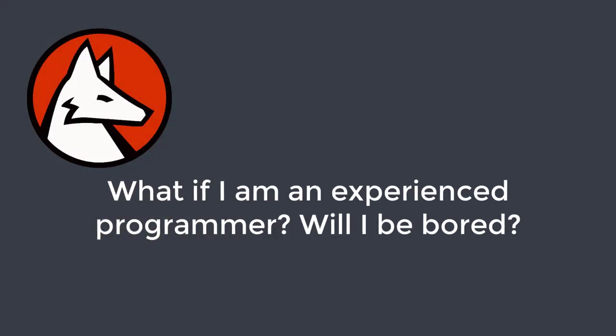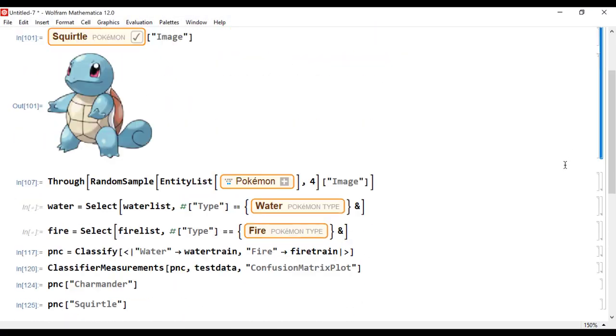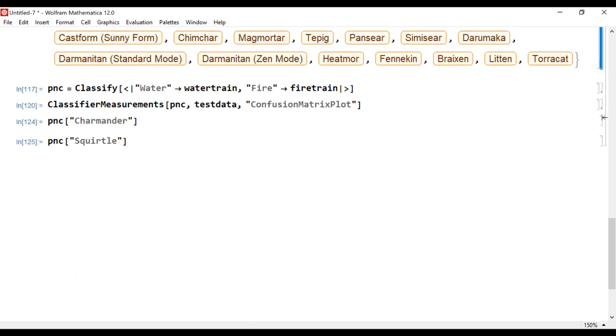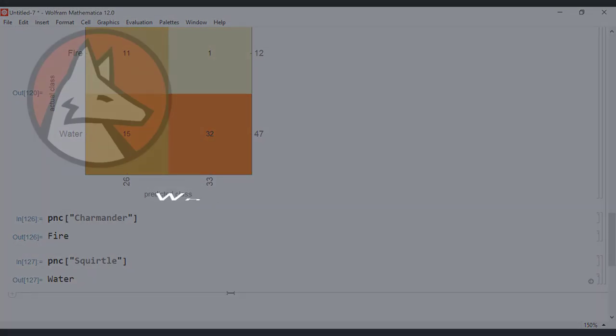What if I'm an experienced programmer? Will I be bored? You will not be bored. You will learn new skills and have access to a new language that will expand your capabilities. The rich, highly visual, and interactive activities are entertaining for all.